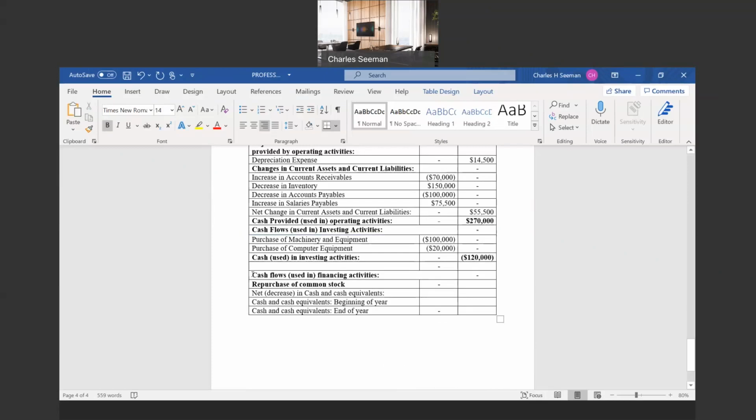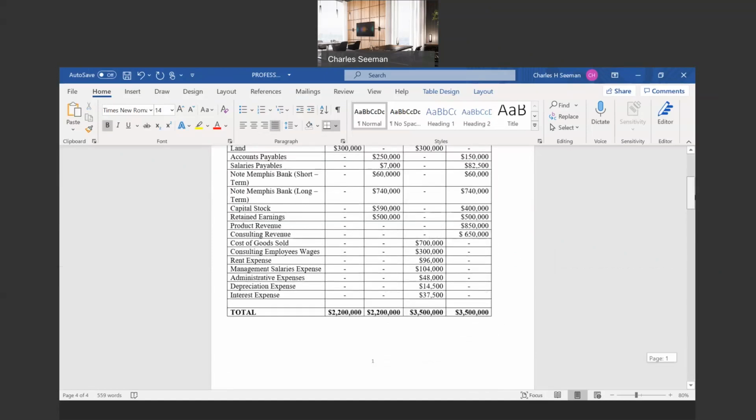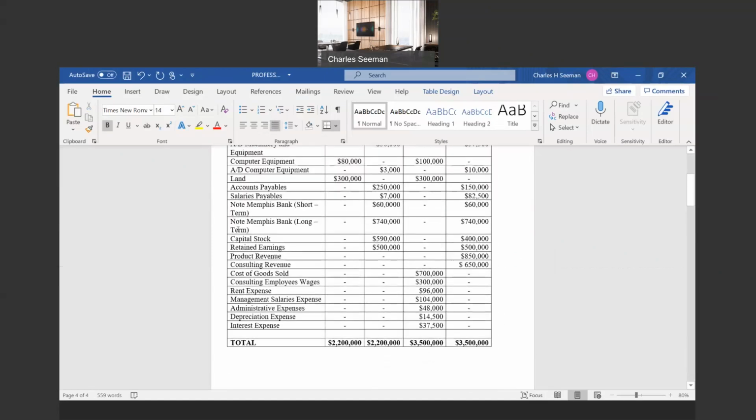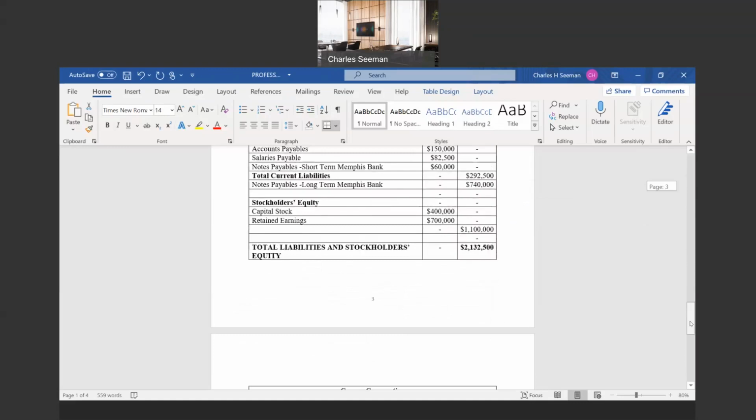The next section, the last section, is financing. Remember, financing has to do with selling stock or taking out new loans. In this case, we take a look at the trial balance and we see that the long-term portion of the loan didn't change at all. So we didn't take out any new loans. But the capital stock did change. It went from 590,000 on December 31st, 2018. Now it's only 400,000. So we bought back our stock worth $190,000.